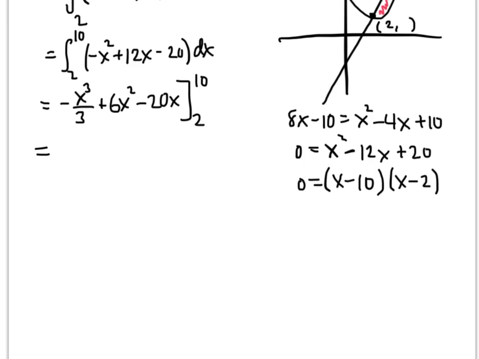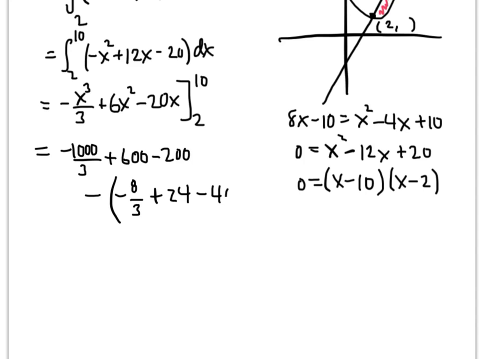Alright, plugging in 10, we get negative 1,000. 10 cubed is 1,000. Plus 600. Minus 200. And then minus what we get when we plug in 2 is negative 8 over 3. Plus 2 squared is 4, 6 times 4 is 24. And then 20 times 2 is 40. And when we throw all that stuff on our calculator and simplify, we end up with 256 over 3. And that's our answer.